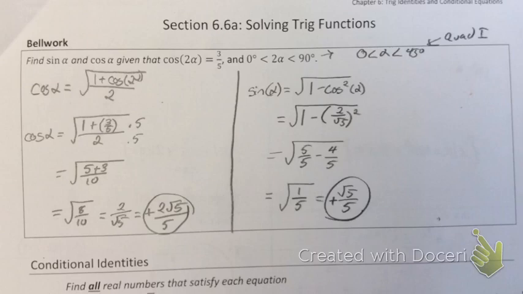Once you know cosine, you can get sine really easily. Either you can plug it in here, or you can use the fact that cosine 2 alpha equals 1 minus 2 sine squared, and you can plug in the cosine 2 alpha.